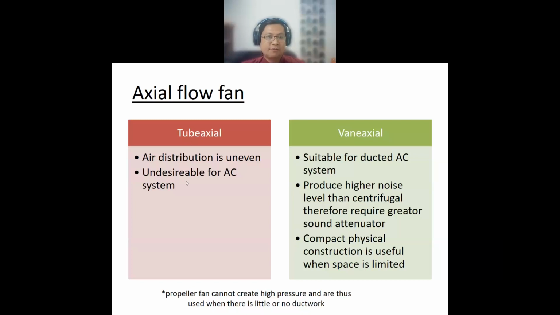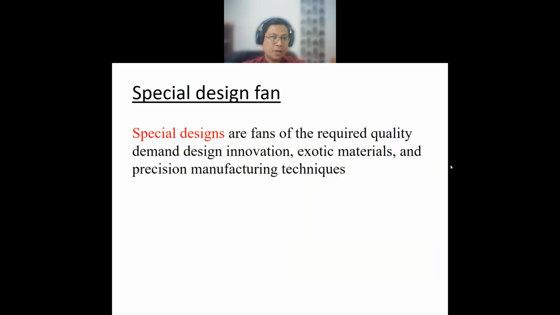Okay, a normal fan just uses the axial flow fan. Maybe that one is for residential only. It's not for hatchback application. Okay, special design fans. Special design fans require quality, demand, design, innovation, exotic material, and precision manufacturing technique.